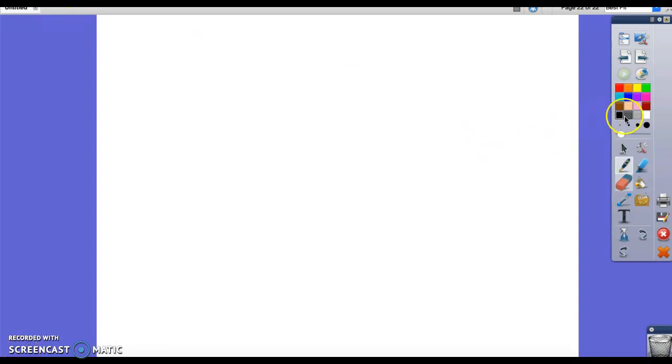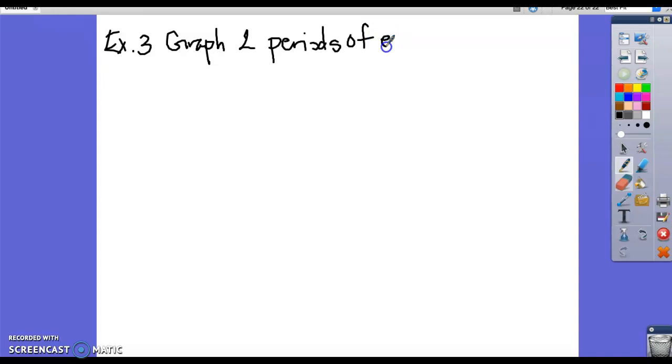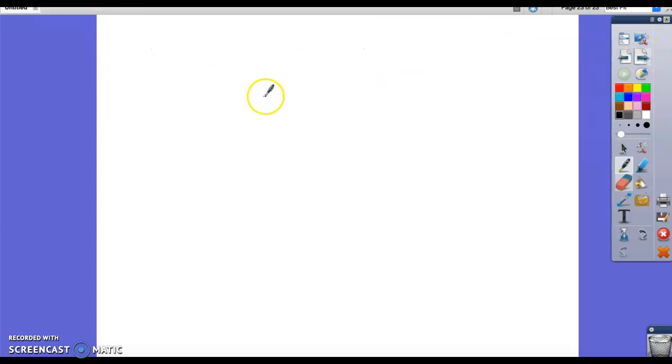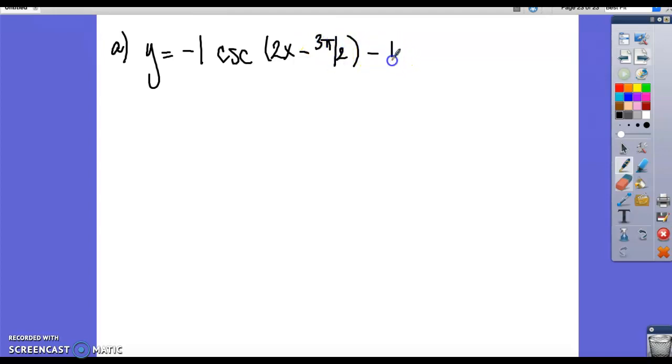Okay, let's look at example 3, same directions. We're going to graph two periods of each function. All right, and so we're going to start by looking at the function y equals -1 cosecant of 2x minus 3 pi over 2 minus 1. Okay, we're going to start by graphing the sine of this function.